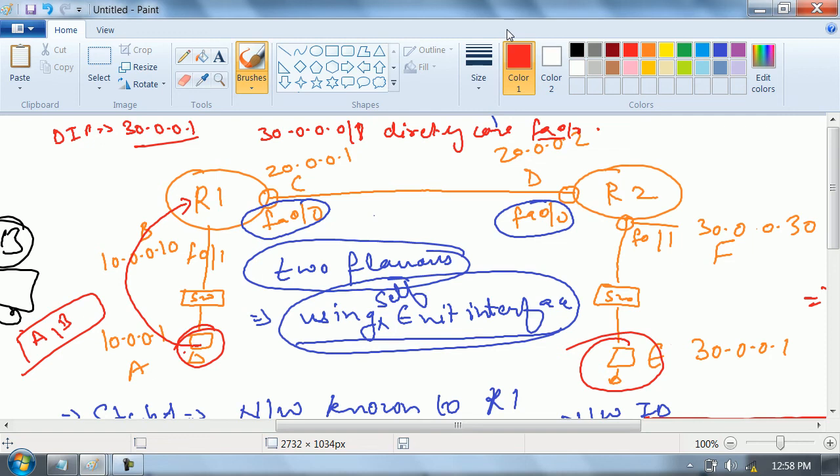Now guys, try to understand a point. R1 has to change layer 2 information. Agree or not? R1 has to generate an ARP. R1 will generate ARP for 30.0.0.1. See, this time I will tell you here.